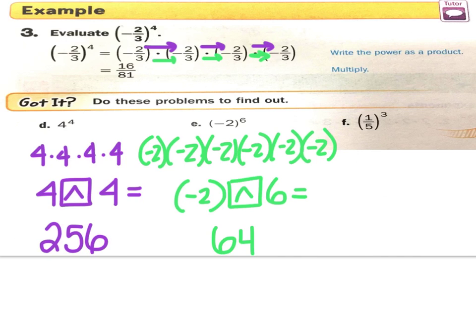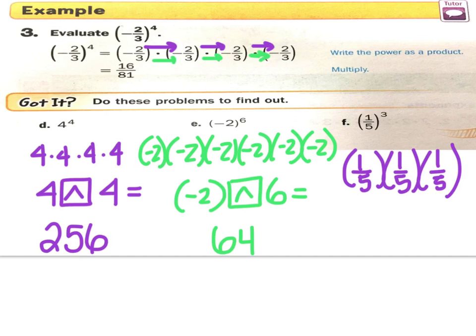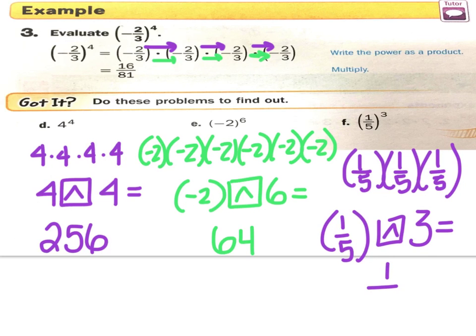1/5 to the 3rd power expanded looks like 1/5 times 1/5 times 1/5. When I put that in my calculator, again, parentheses, 1/5, upside down V button, 3, equals, your final answer will be 1/125.